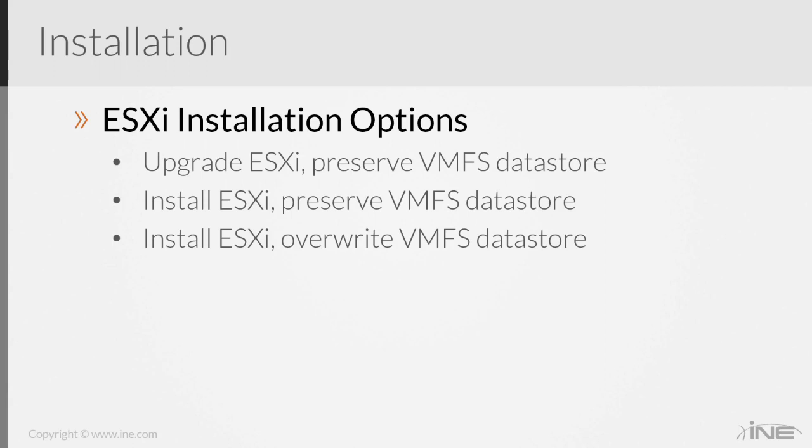So it would either upgrade the ESXi from, if it was a previous version, you had 5.5, now you're trying to do 6 onto that host. It would either upgrade the host and preserve the VMFS data store. It will install ESXi rather than upgrade and preserve the data store, or it would install ESXi and override the current data store. But we'll talk about VMFS and data store and those things in our storage section.